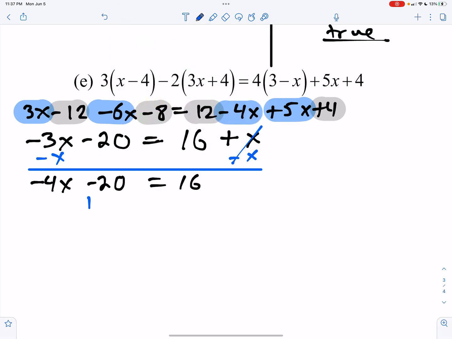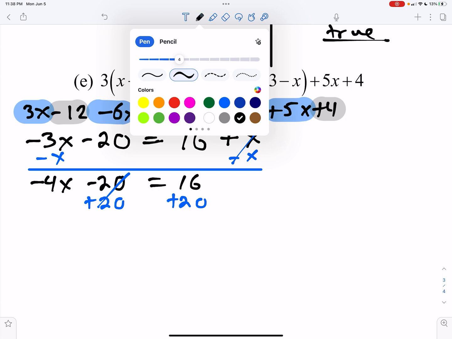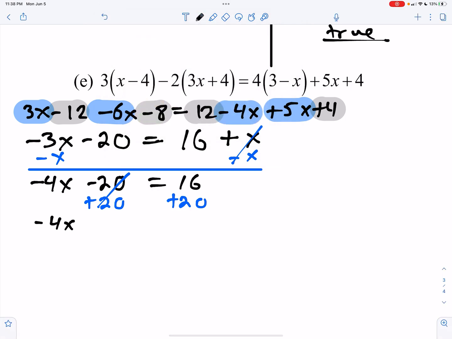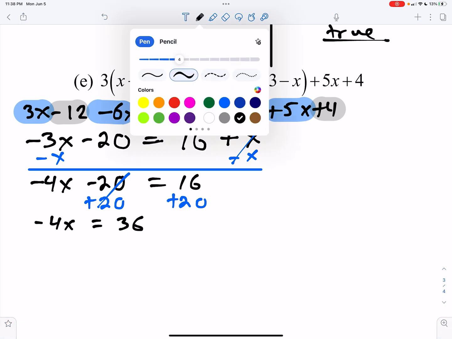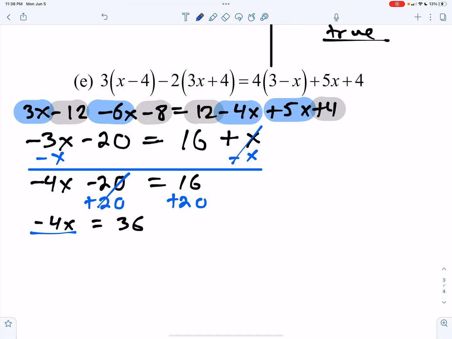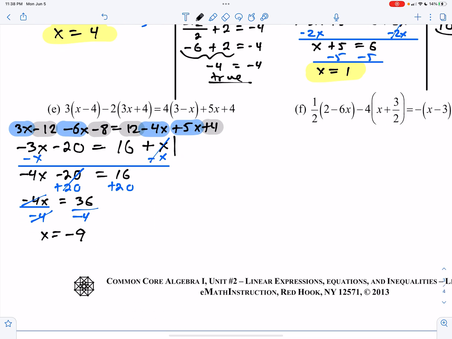Well, at this point, I'm going to go ahead and add 20 to move that over. And I get negative 4x equals 16 plus 20 is 36. Last and final step, we're going to divide by negative 4. And x would equal, now 36 divided by 4 is 9. 36 divided by negative 4 is negative 9. Okay, and we're going to check to see if that is a solution.